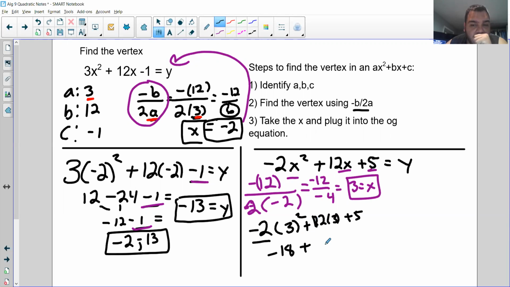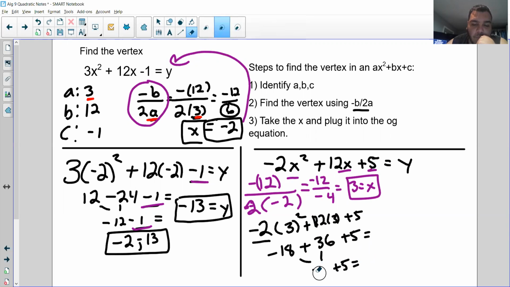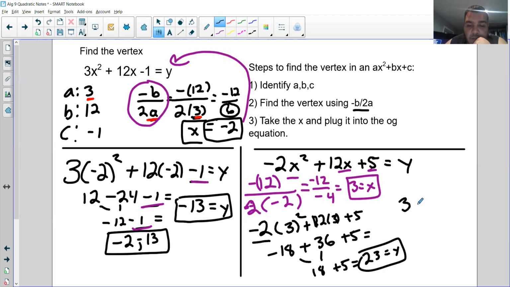You're off like someone else got off though. 36. Did you subtract 5 possibly or something like that? Oh, wait. It's not 36. It's 18. I subtracted the 6. Okay, that's fine. So that's 18. 18 plus 5 is 23. So 3, comma 23.